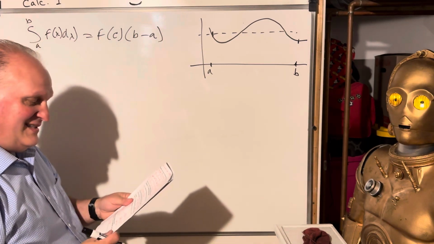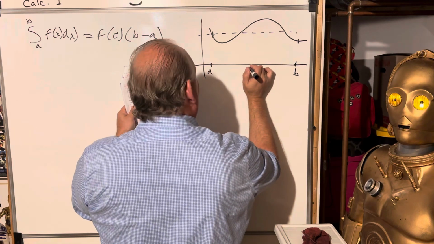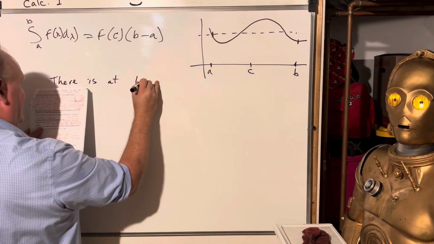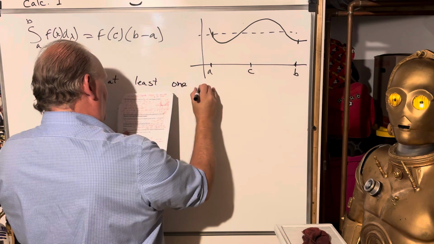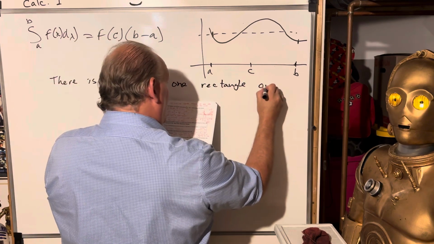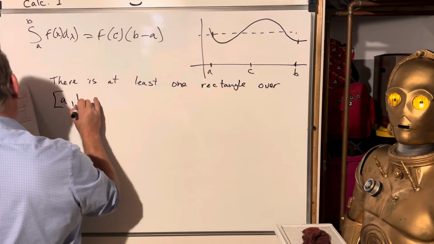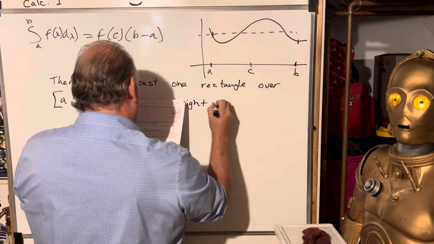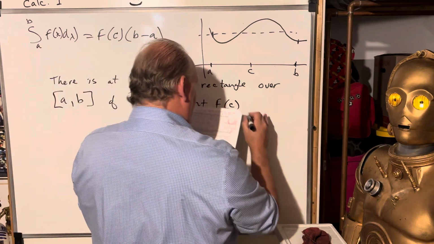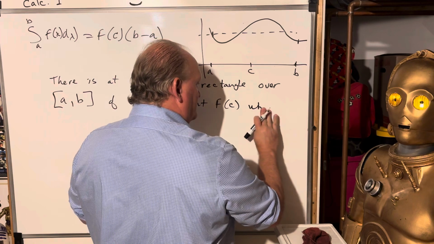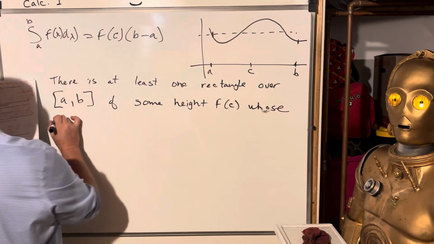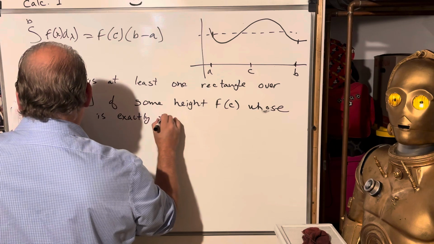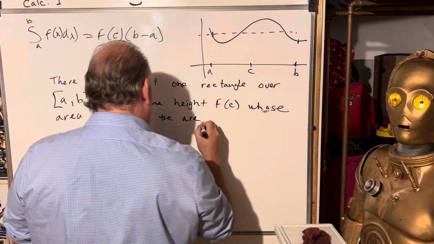And basically it says that there's a c in there somewhere, so there is at least one rectangle over the interval a to b of some height f of c whose area is exactly the area under the curve.